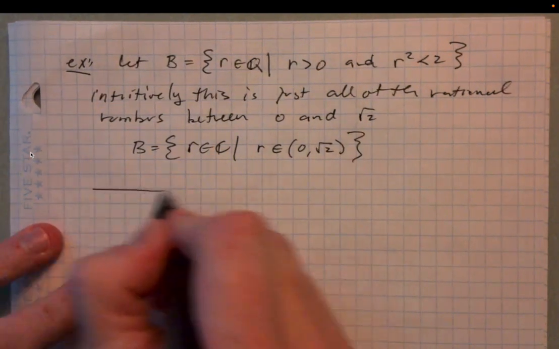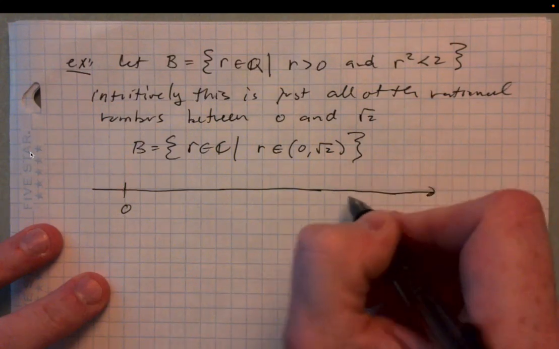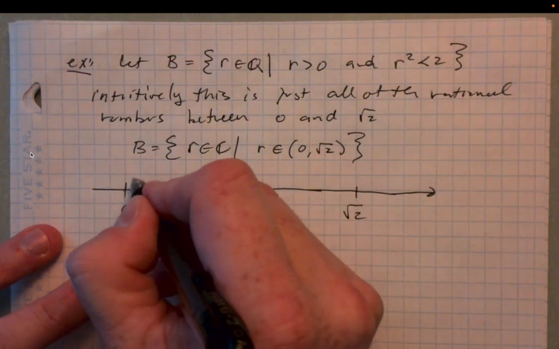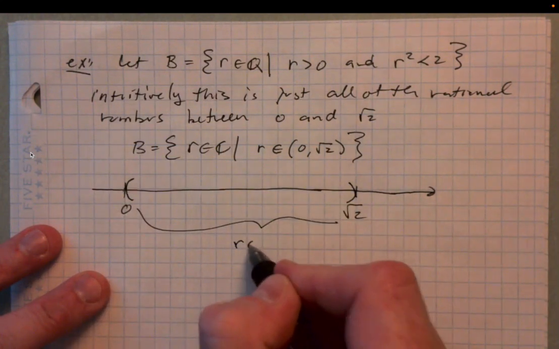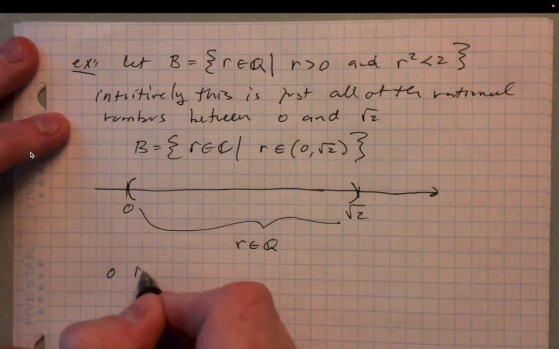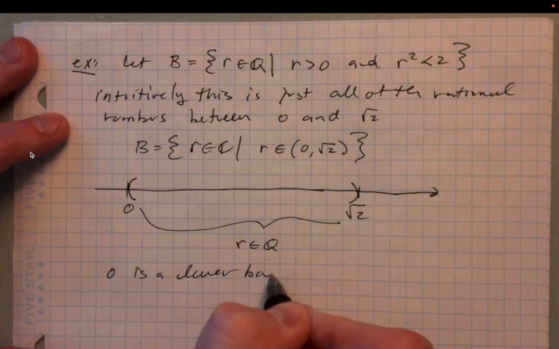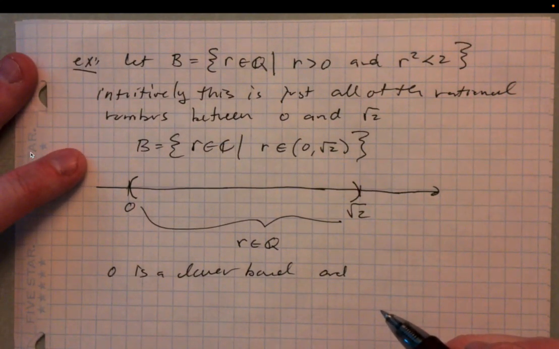Right, so on a number line, you've got 0, and then somewhere out here to the right, you've got the square root of 2. And we're really talking about all of the rational numbers in that interval. Now, we can clearly see that 0 is a lower bound. And it's pretty obvious that the square root of 2 is an upper bound.